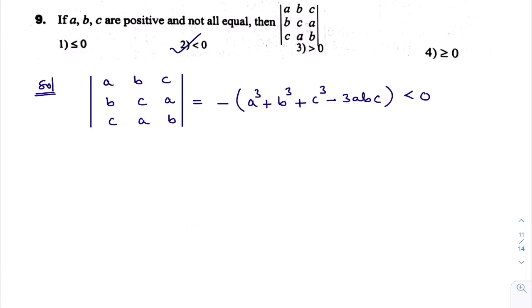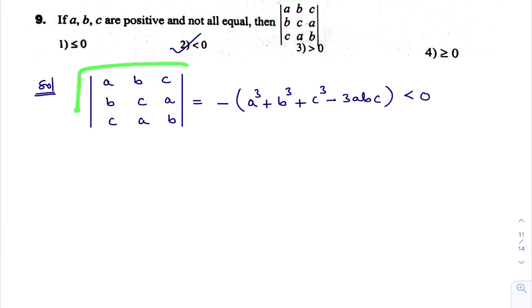I request you to please go through that 8th question with the help of the material. See the 9th question. A, B, C are positive and they are not all equal. You cannot take A as 1, B as 1, C as 1 here, and they are saying they are all not equal. You can take A 1, B 1, C 2, like that. A, B, C are positive and not all equal. Then what is the value they are asking?